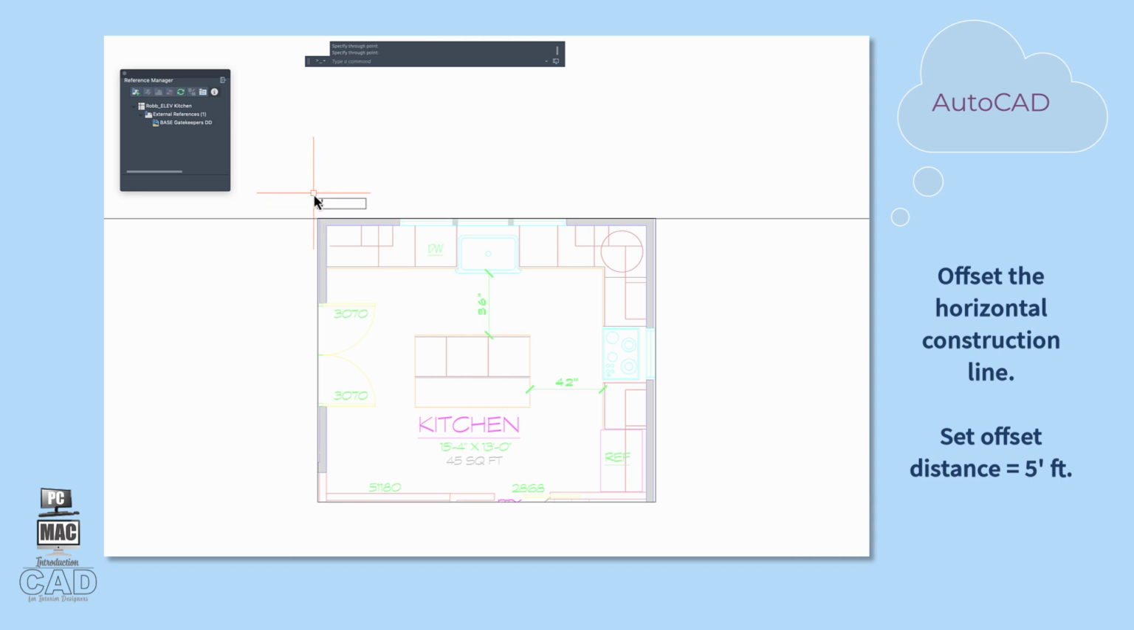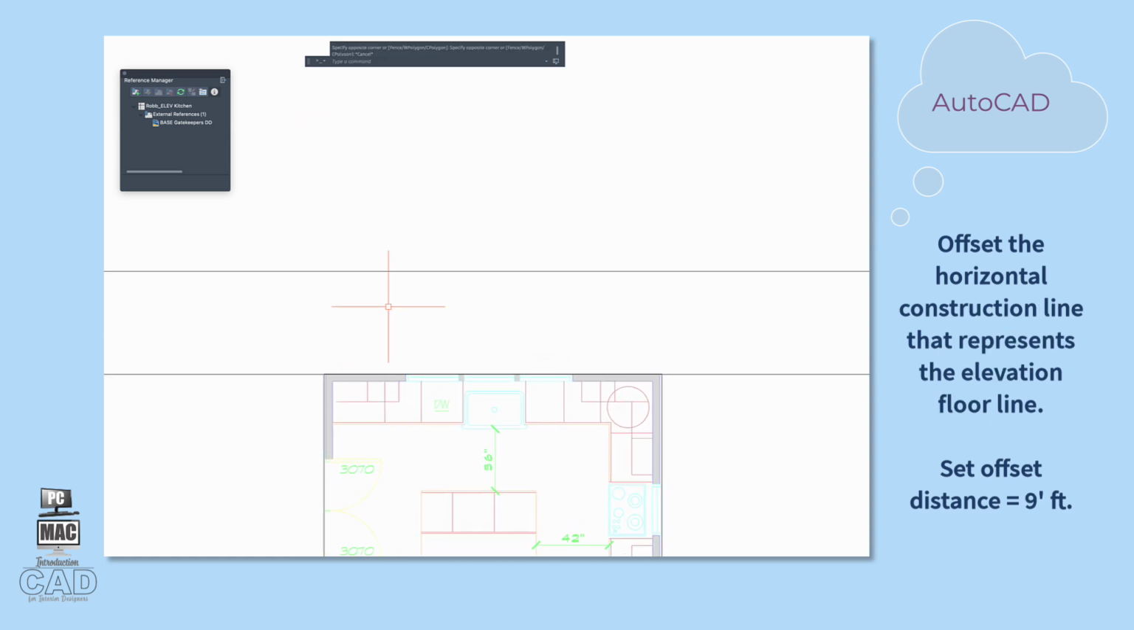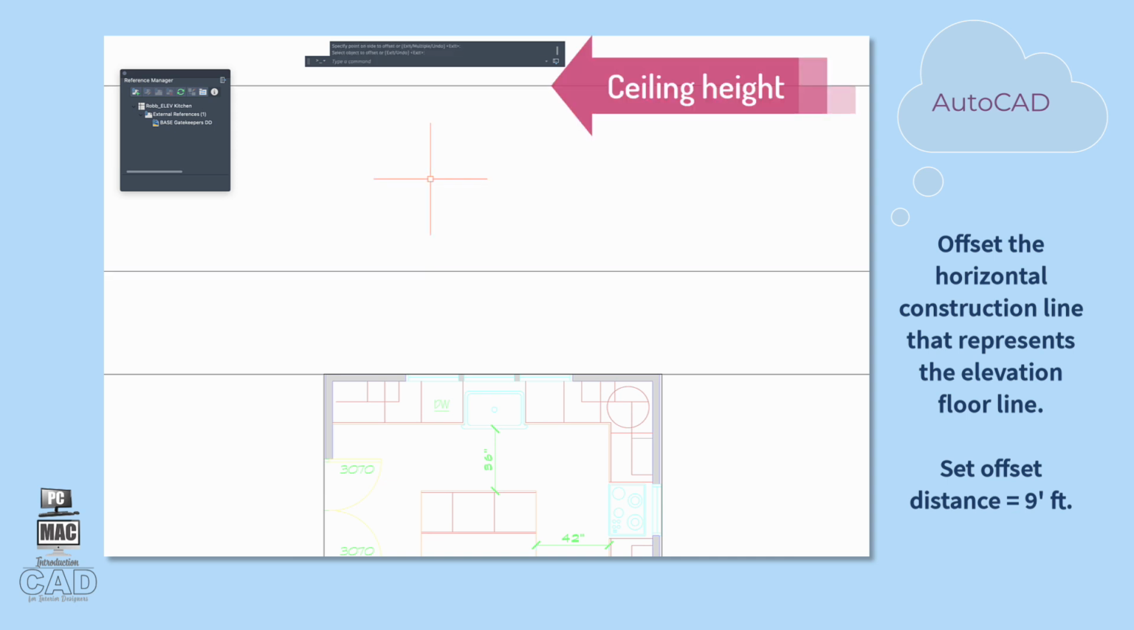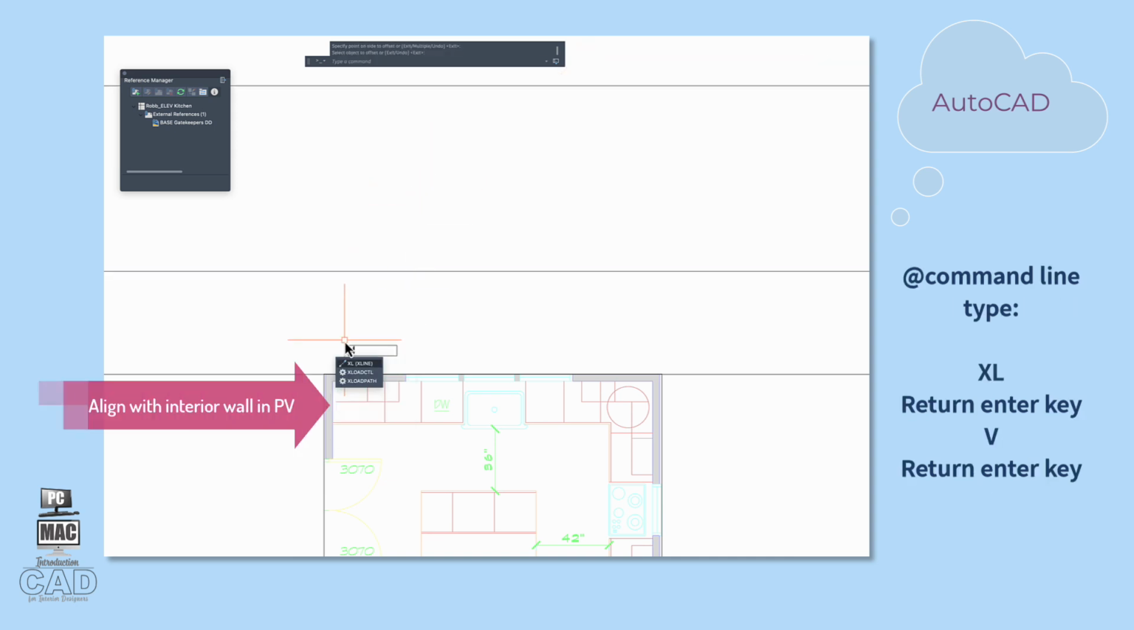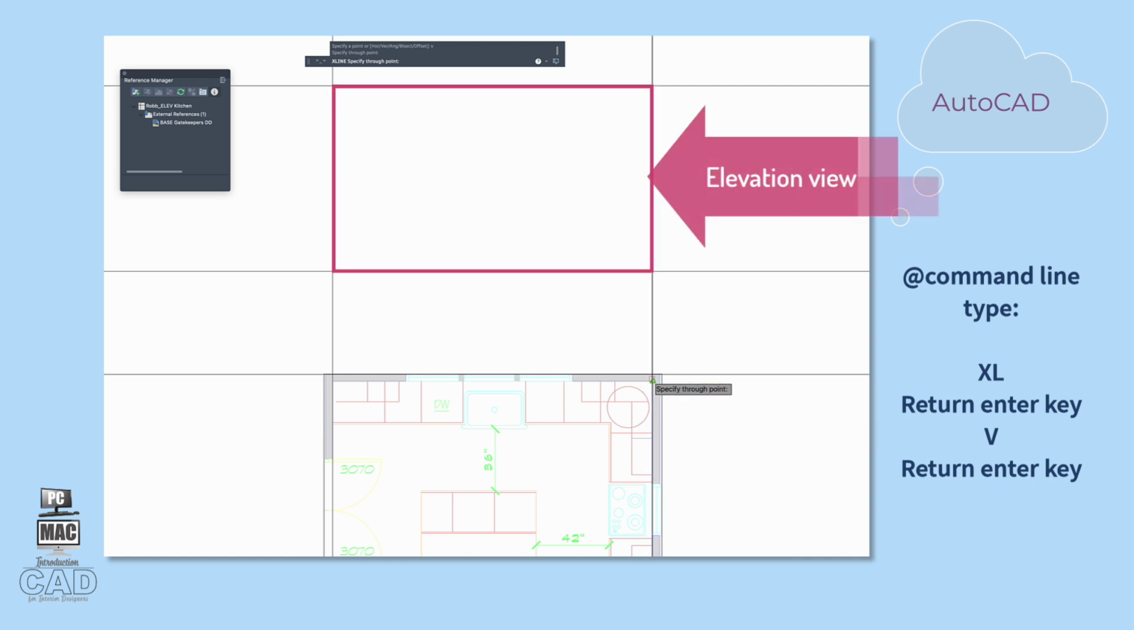Offset the construction line. Set the offset distance to 5 feet. This new construction line will represent the line where the floor and the wall of the kitchen located at the sink intersect. Offset the construction line that represents the floor. Set the offset distance to 9 feet, which is the floor to ceiling height of the kitchen. Place a vertical construction line along the interior wall of the kitchen plan view. Do this for each interior wall as you see me do here. You can now see the basic outline of the kitchen elevation.